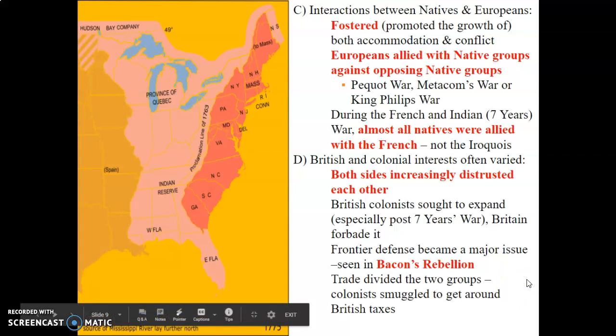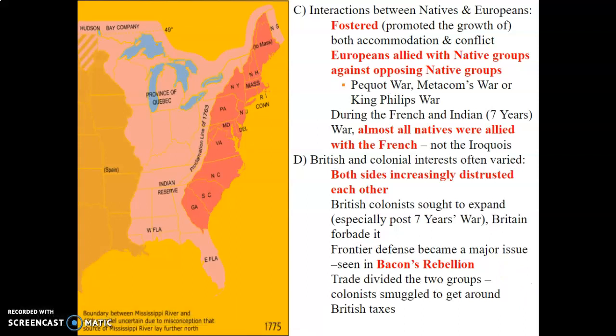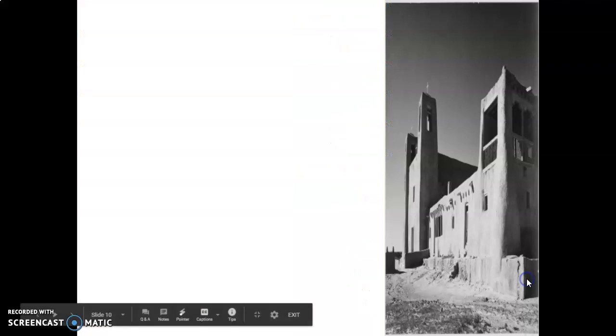And the trade divided the two groups. The colonists smuggled to get around British taxes. So everything that was brought into the colonies, like tea or other sources that they needed, was being taxed by the British. So what a lot of colonists did is that they smuggled it in. So they found secret routes in the Atlantic to get to the Americas and to avoid taxes. So they basically try to rig the system.